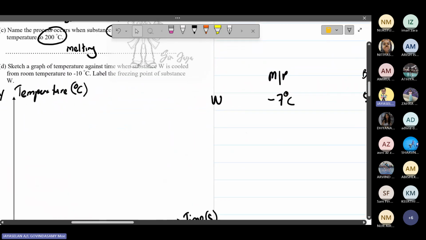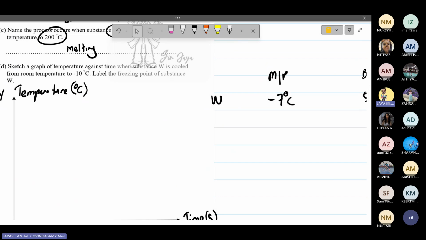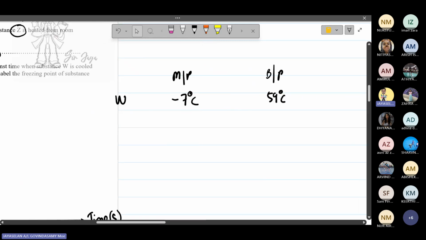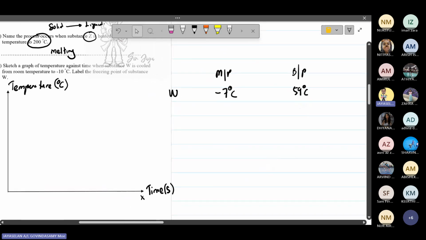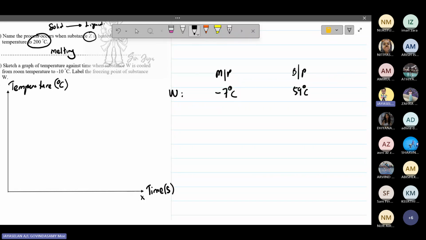Okay, now read the question. It is cooled from room temperature to negative 10 degrees Celsius. Okay, so you have to sketch the graph. So I give you 2 minutes to do this. Three marks and very easy this question.